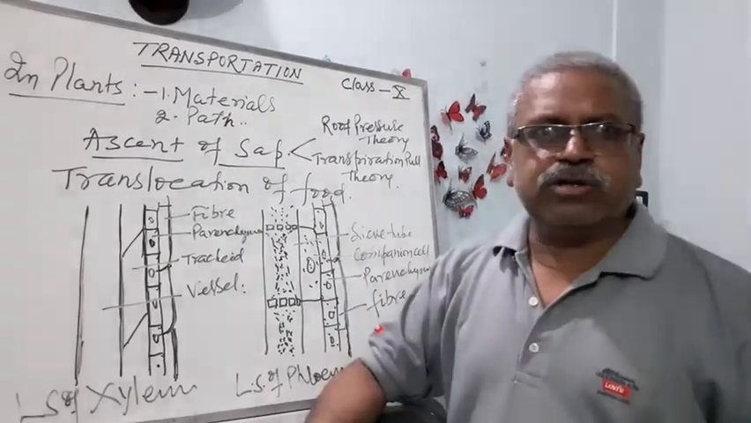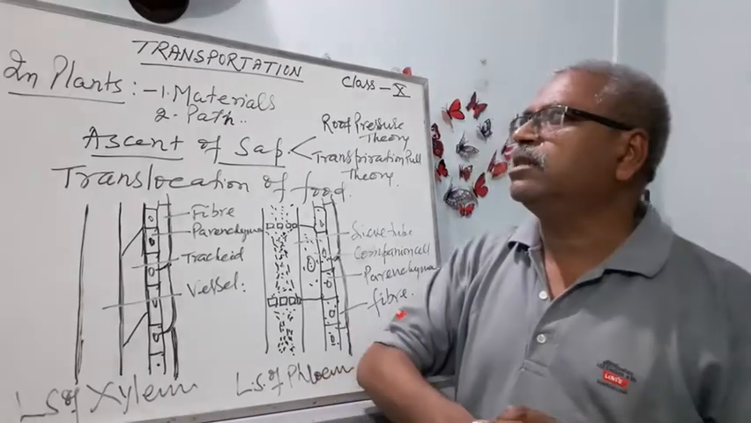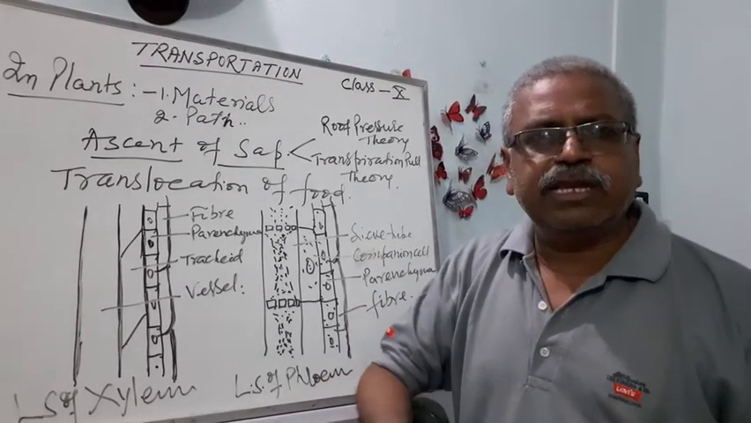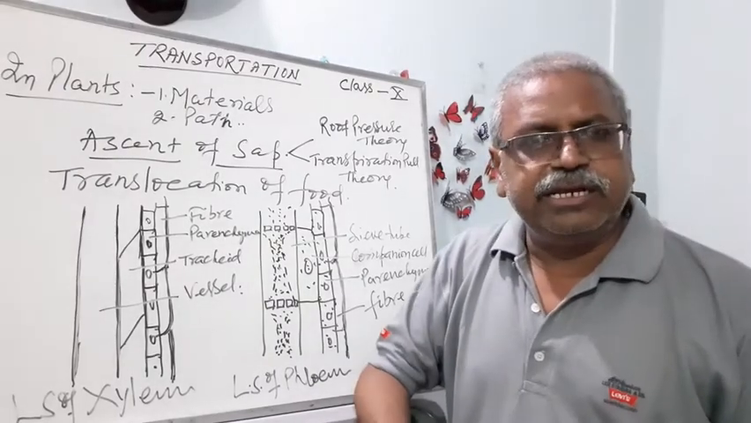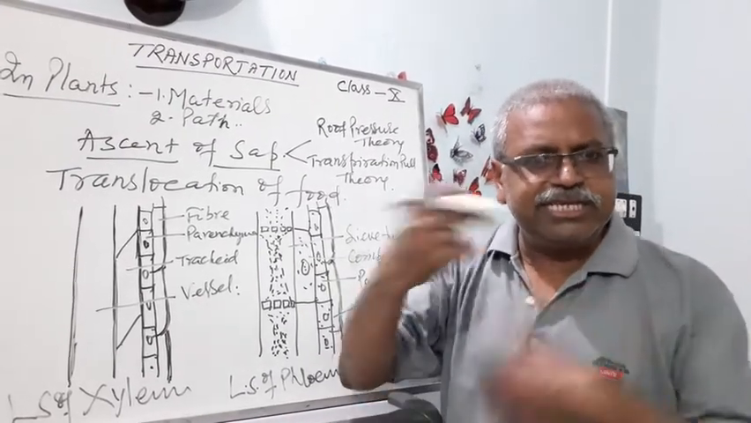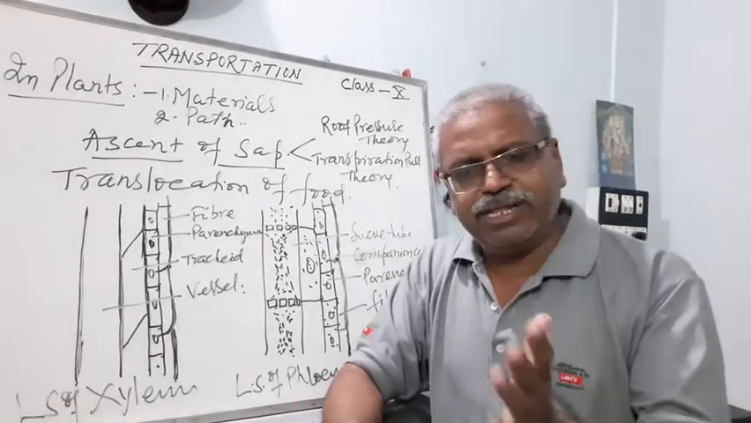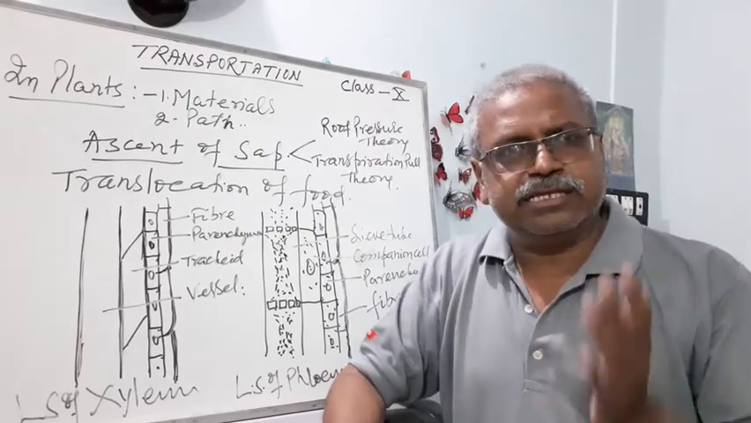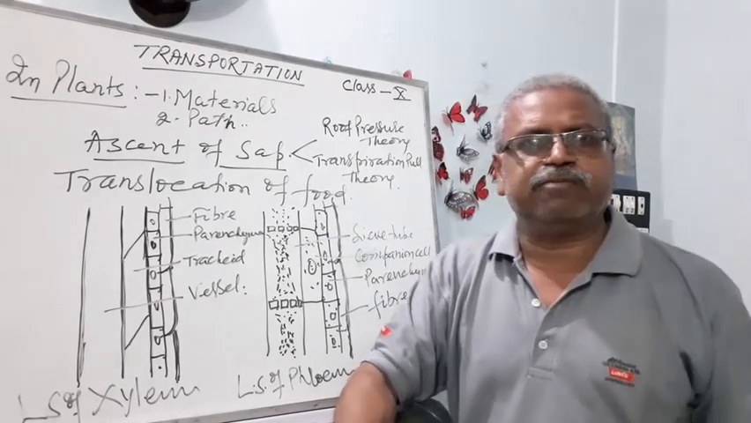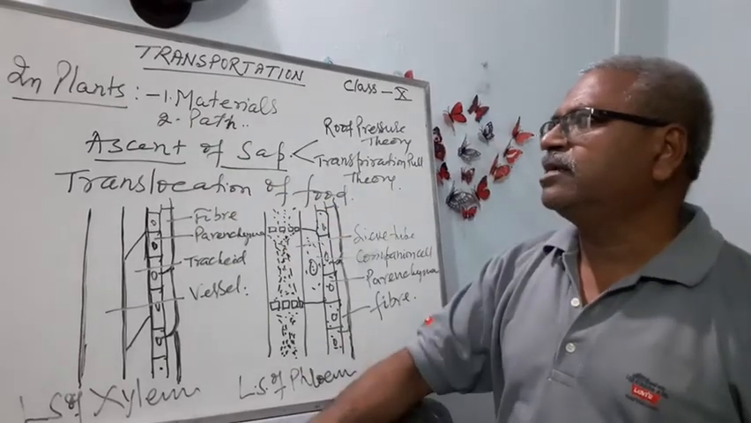In a small organism, in a simpler organism, transportation occurs only by diffusion through the cell membrane. And once inside the cell, the material is transported from one site in the cytoplasm to another by the process of cyclosis.